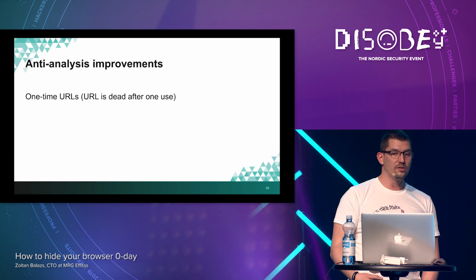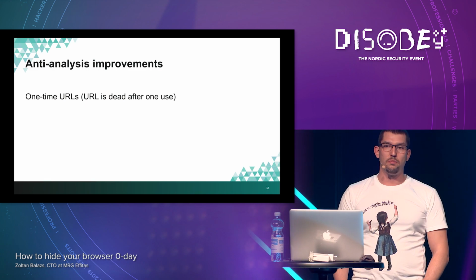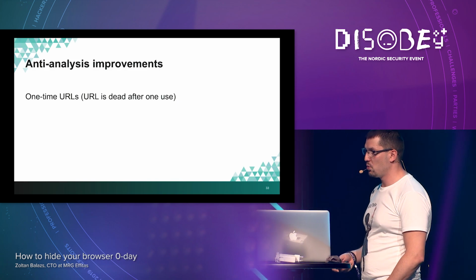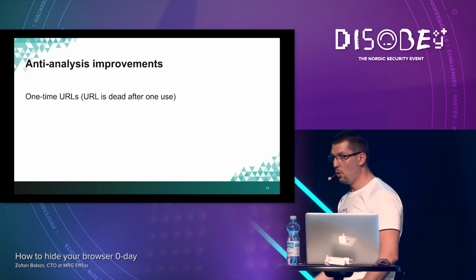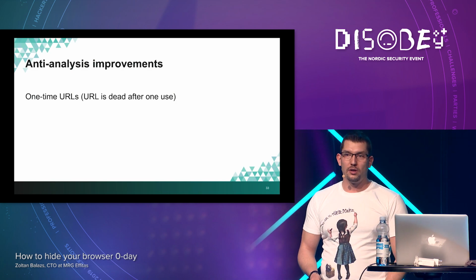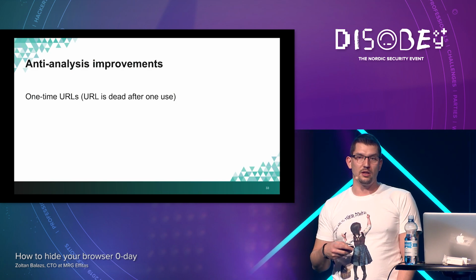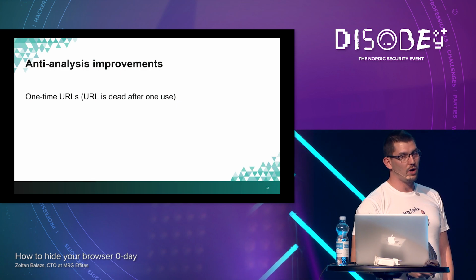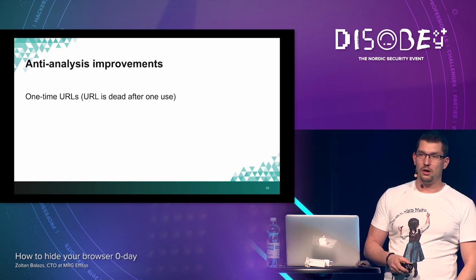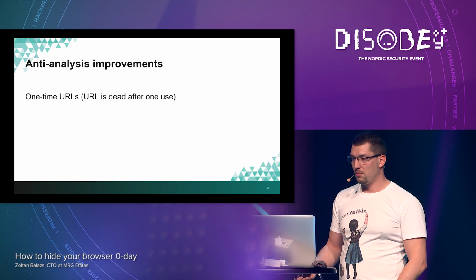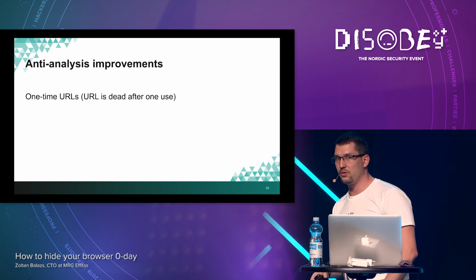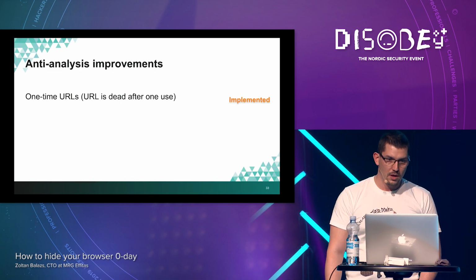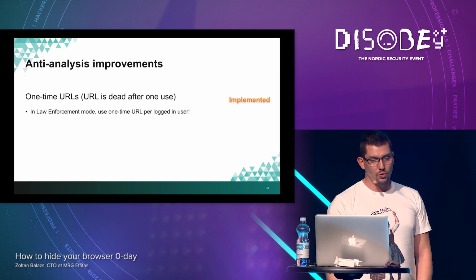So from an offensive point of view, it's very, very important that you use one-time URLs, which means that you deliver your exploit only once. Because now the exploit cannot be replayed as many times as the researchers want. If you deliver your exploit only once, that means the reverse engineer has only one chance to catch the exploit, which is hard. This is implemented in my tool.